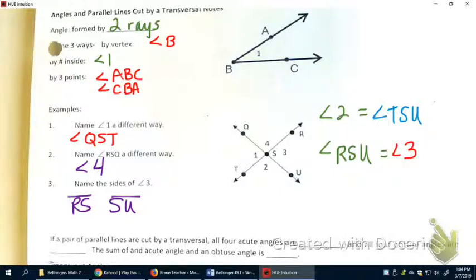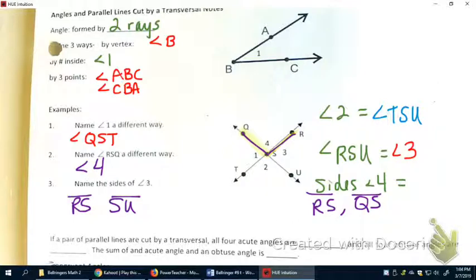Okay, last thing. Let's talk about the sides of angle 4. There's angle 4. I highlighted it. Tell me one of the sides. How about RS? What would another side be? QS. Remember, for the sides, it's just two points because it's a line, and you're just trying to write down a line.